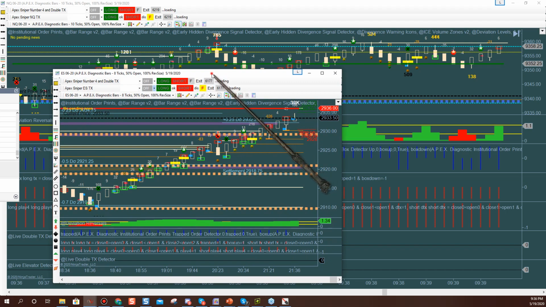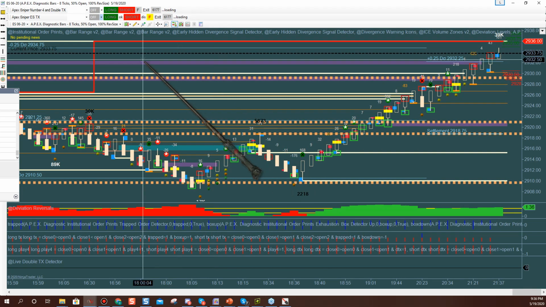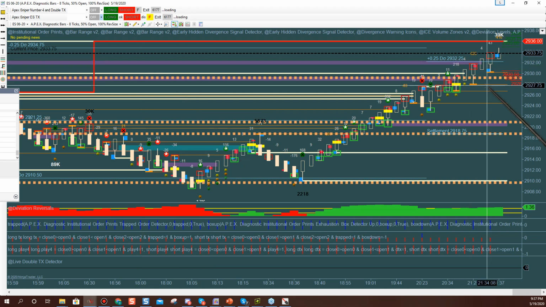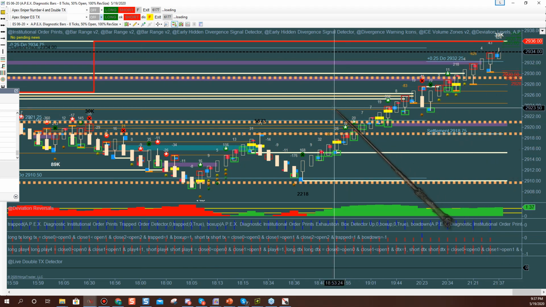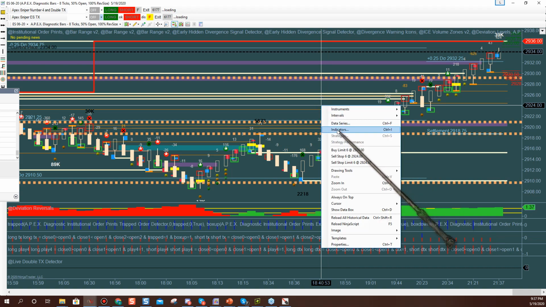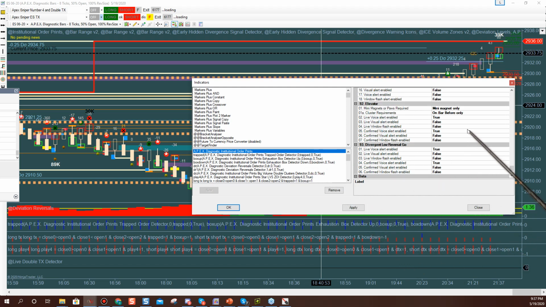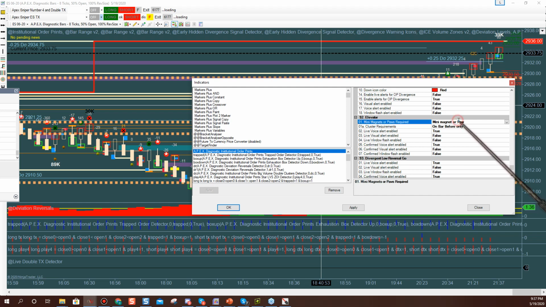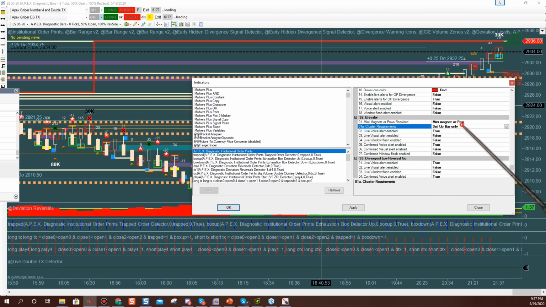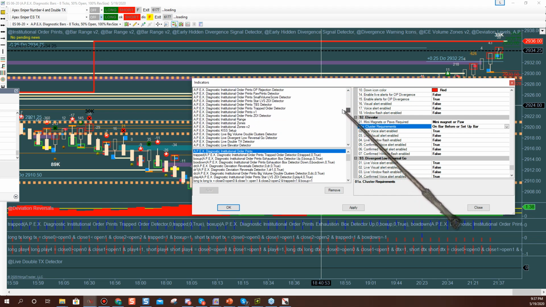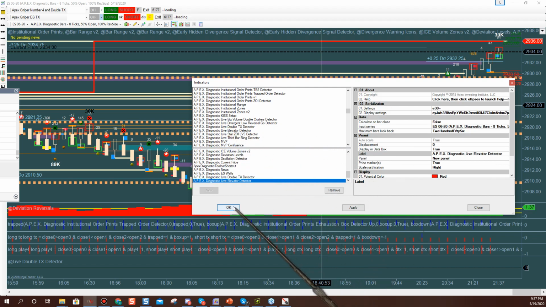Yeah, there could be some big moves after double clusters. So now we're going to go in here, and especially after double TXs. And we're going to do the same thing. I'm going to go into my order prints. I think this is good just to review this. So mini magnet and paw on bar before and setup bar. And then go down to the Apex Diagnostic Live elevator detector. And then click OK.